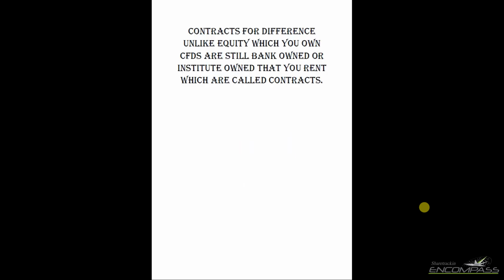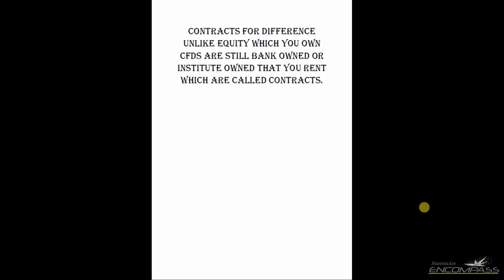So firstly, contracts for difference, unlike equity, which you own, are still bank owned or institute owned, depending on where you trade. So you essentially are renting them. So you rent what are called contracts. So that's contract for difference. We'll get to the for difference part of that name in just a second, but you'll be trading contracts when you're doing CFD.